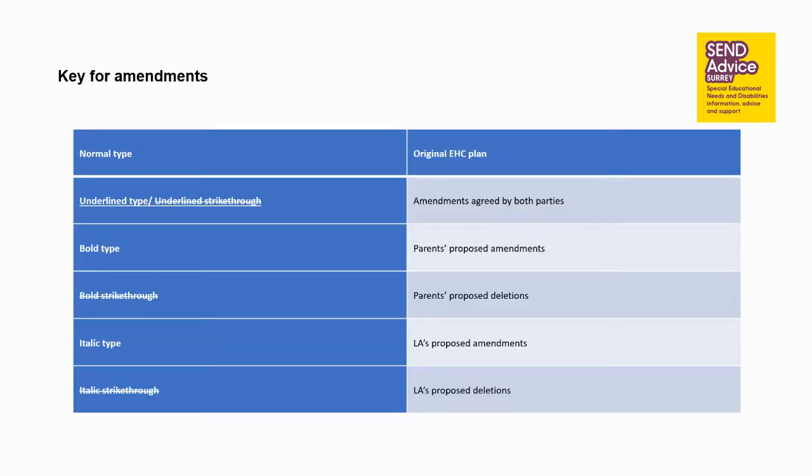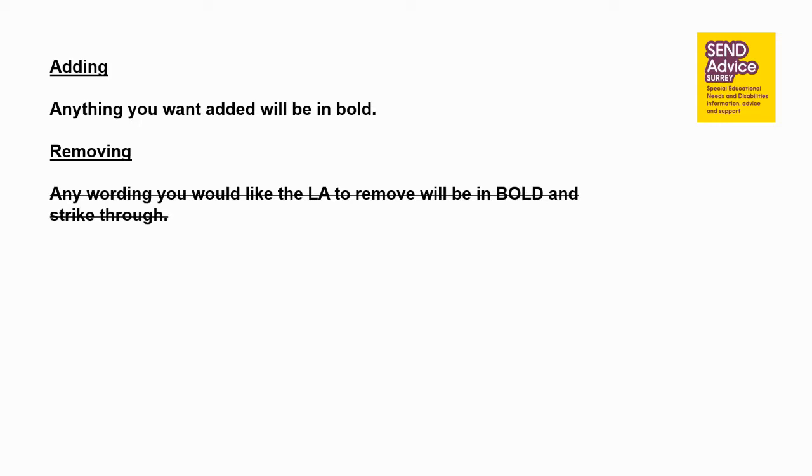This is a table that shows how to amend. As you can see, you will add all your changes in bold. Anything you want removed needs to be highlighted, turned into bold, and have strike through.